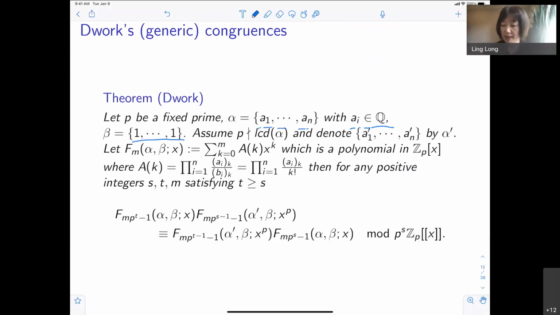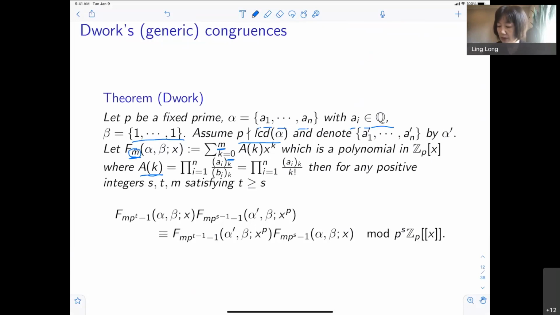And what he actually attained is, when p is not dividing the least common denominator of all the a_i, and he used a_1 prime all the way to a_n prime to denote the dash operation, the image of the alpha set. Then he actually claimed that if you look at the truncated hypergeometric function, you use all the a_i rising factorial on the top, you use k factorial down here, and you compute that as the coefficient. And then the subscript here is the truncation. You're only doing the sum from 0 to n.